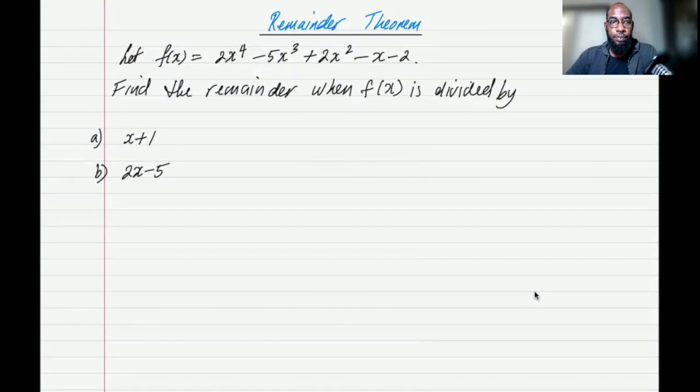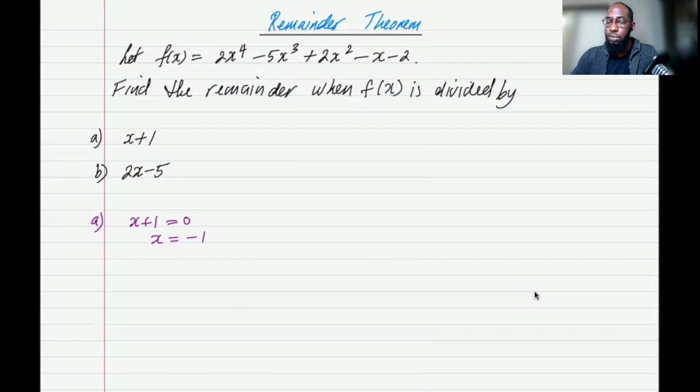Remainder theorem. For this question, we have to find the remainder when f of x is divided by part A, x plus 1, and part B, 2x minus 5. So let's focus on part A. The first thing we have to do is put x plus 1 equal to 0. Transpose, x is equal to -1.